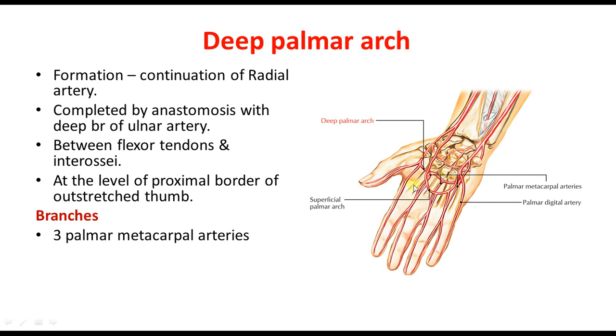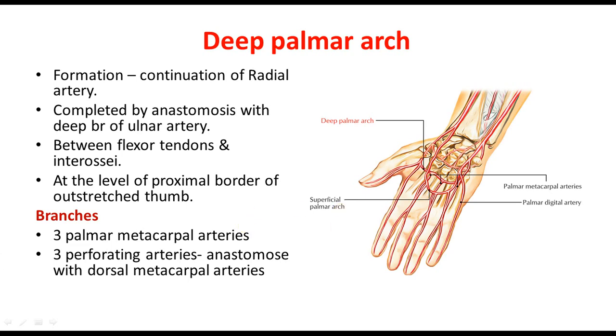It will give three palmar metacarpal arteries. These palmar metacarpal arteries will communicate with the common palmar digital branches of the superficial palmar arch through the perforating arteries. So it gives three palmar metacarpal arteries. Then it gives three perforating arteries. These perforating arteries will go behind and anastomose with the dorsal metacarpal arteries. Don't confuse these branches with the palmar metacarpal arteries from the superficial palmar arch.